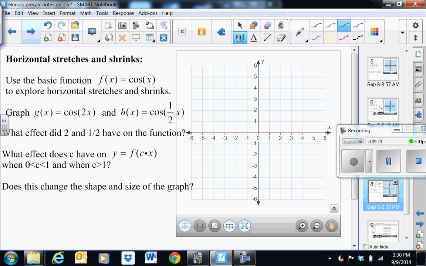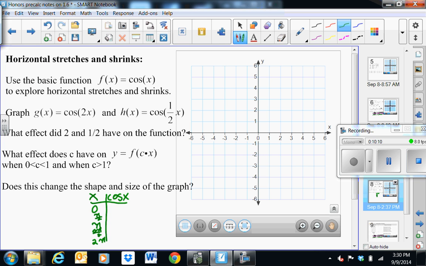So going on to cosine of x. Now cosine, if we remember from last year, so we have x and cosine of x. And again, our period is going to go from 0 to 2 pi. Pi will be in the very middle of the period. And then we have pi over 2 and 3 pi over 2.